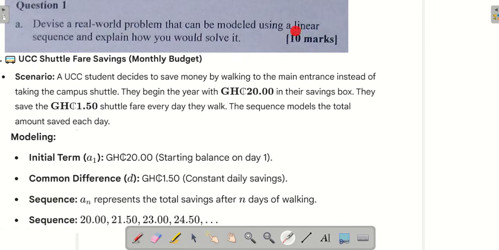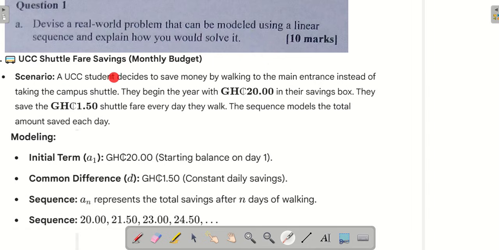So we are focusing on linear sequence. I am going to model 3, after which I will only solve 1. I will explain how to solve it. So let's start. All these are models. You can pick one. Now let's see the first one, UCC shuttle fare savings, monthly budget. So this is the question or the scenario.